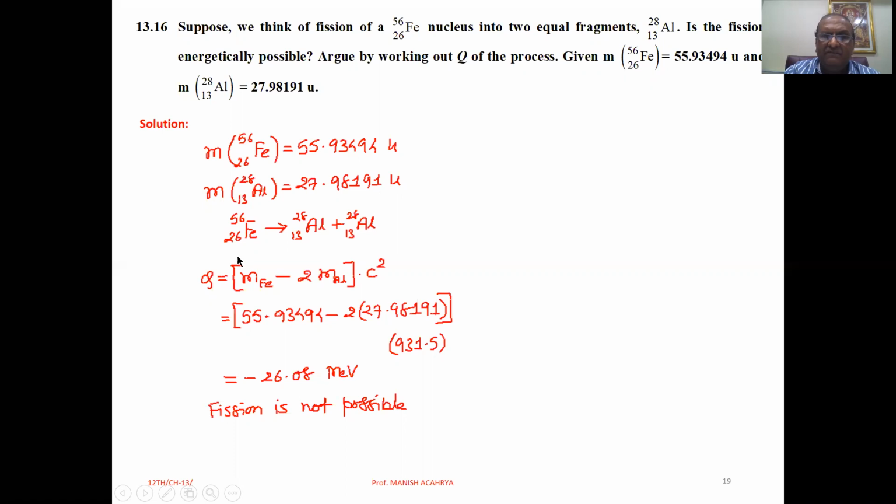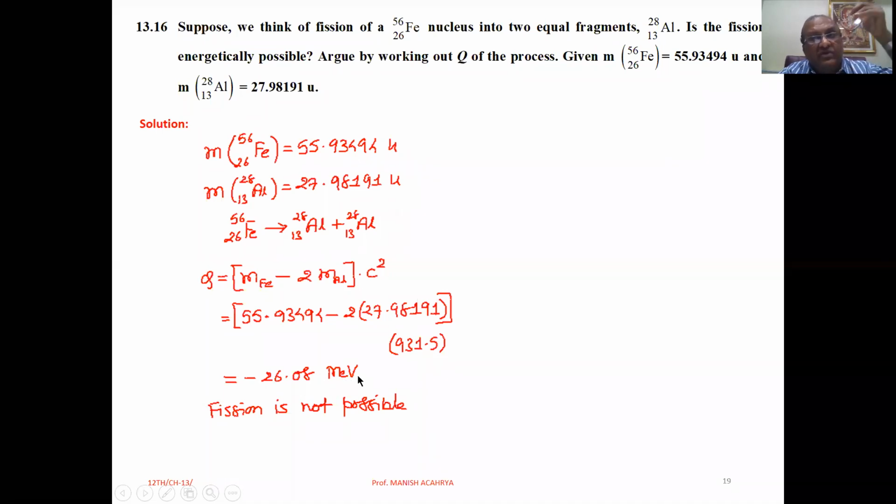After the reaction, 26Fe56 undergoes fission into two equal fragments, so 13Al28 plus 13Al28. So the Q value is the mass of the left-hand side, that is the mass of Fe, minus the mass of the right-hand side, that is twice the mass of Al, into c squared. Substitute the values of the atomic masses of Fe and Al, then directly multiply by 931.5. You will get the answer minus 26.08 MeV.